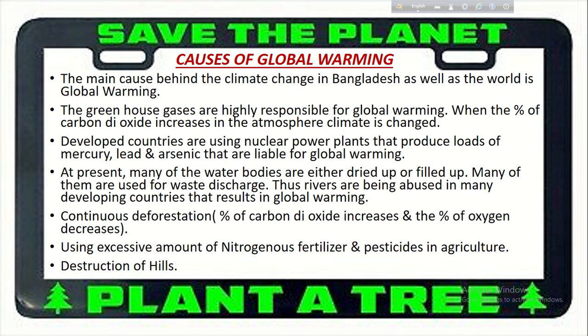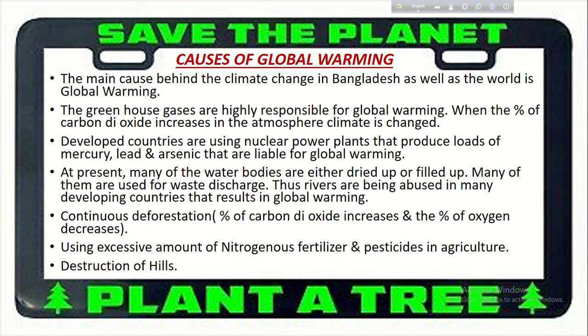So, here the main cause behind the climate change in Bangladesh as well as the world is global warming. The greenhouse gases are highly responsible for global warming. When the percentage of carbon dioxide increases in the atmosphere, climate is changed. And dear learners, due to the greenhouse gases, carbon dioxide has increased 25% in the atmosphere in the last 1 century, that means 100 years. Similarly, nitrous oxide has increased 19% and methane has increased 100%. These are the main reasons of occurring global warming.